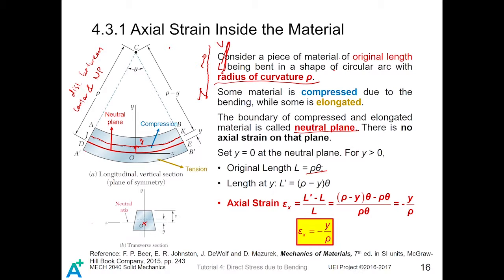Still remember our axial strain definition, which is ε_x equals the change of length divided by the original length. The change of length is L prime minus L, divided by L, which equals (ρ minus y)θ minus ρθ, divided by ρθ. The answer is minus y divided by ρ. Consequently, we can say the axial strain ε_x at any position y inside the piece of material is given by negative y divided by ρ.